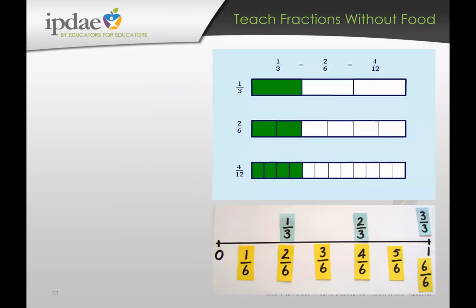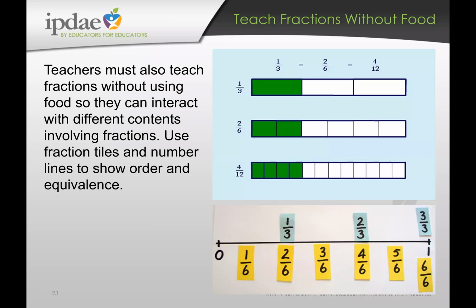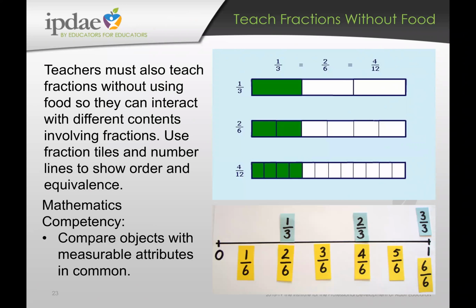Now, it's also important to teach fractions without food. Once your students are already familiar with fractions through food, you also need to show them how fractions look without it. That's really very important to do in class because, on standardized tests, such as the TABE 11 and 12 or the GED, fractions are not always represented in food. So if we only use food to show fractions, then we're setting our students up for failure on these standardized tests.